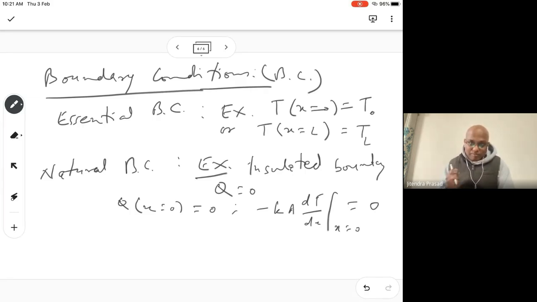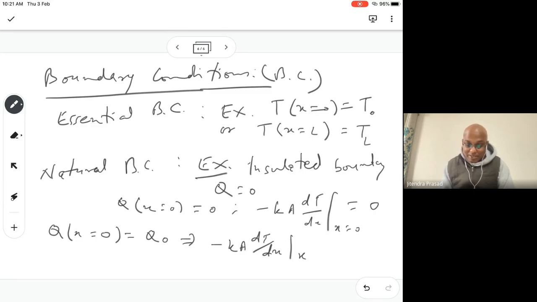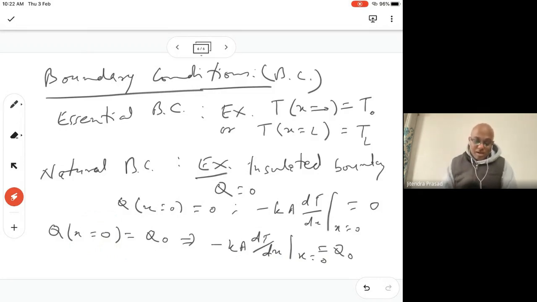Or you can have a constant heat source at the boundary itself. In that case you can write Q at x equal to 0 is equal to Q naught, which really means minus kA dT over dx at x equal to 0 is equal to Q naught. You can also have the same thing at x equal to L as well. So this is the natural boundary condition. Any question, guys?